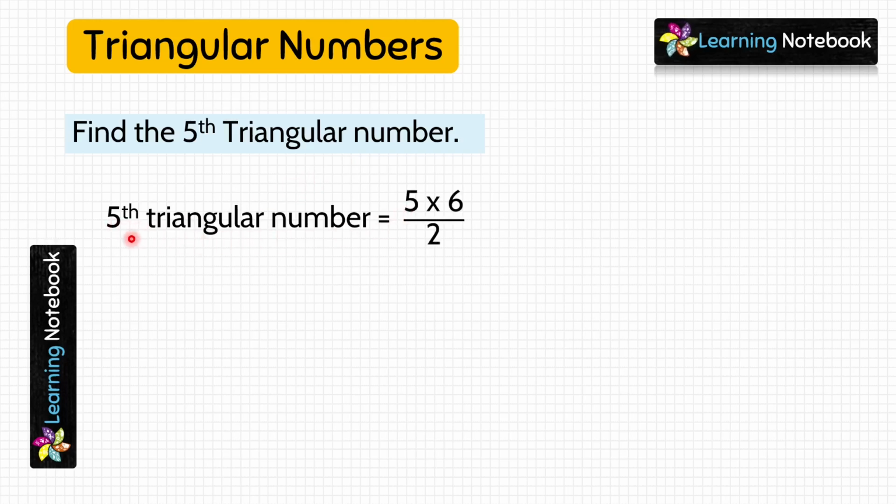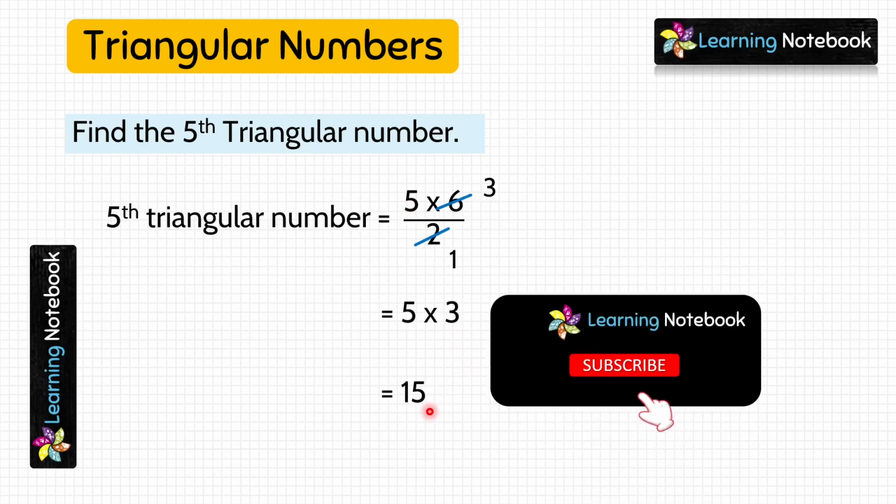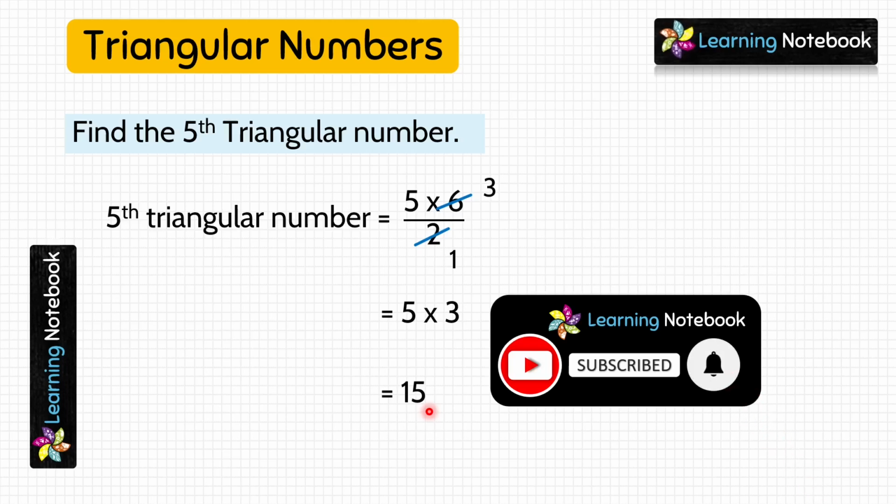We are finding the fifth triangular number, so first we will write 5 and then we will multiply it by the next number, which is 6, and divide both of them by 2. Now simplify this. We get 5 into 3, which equals 15. So this is our answer. The fifth triangular number is 15.